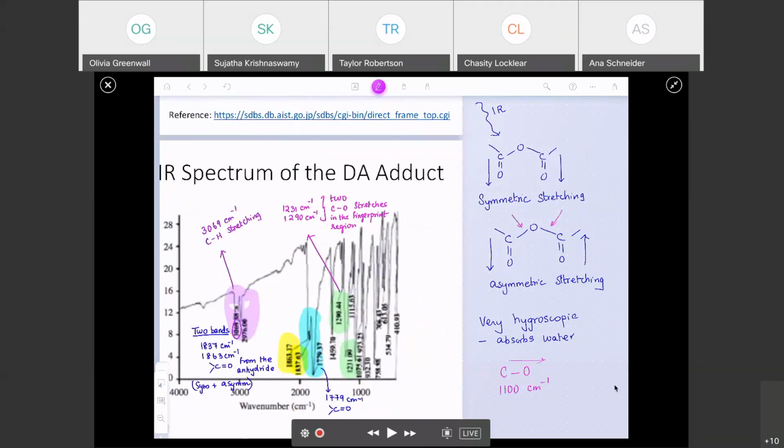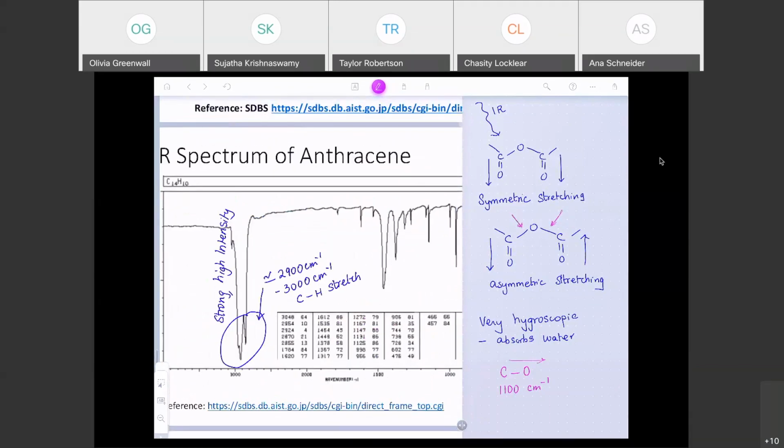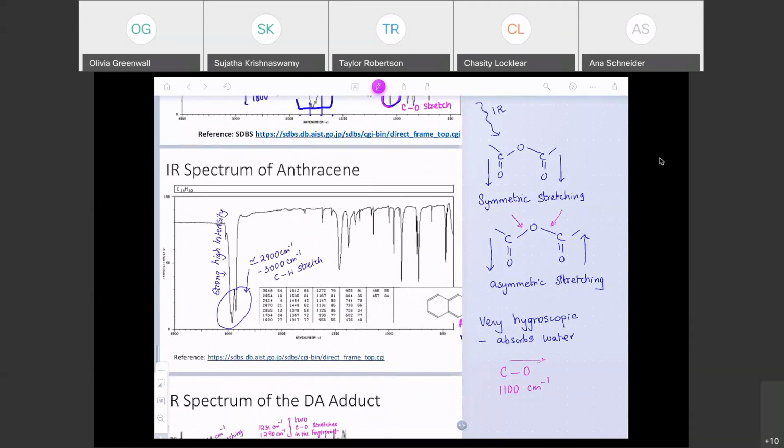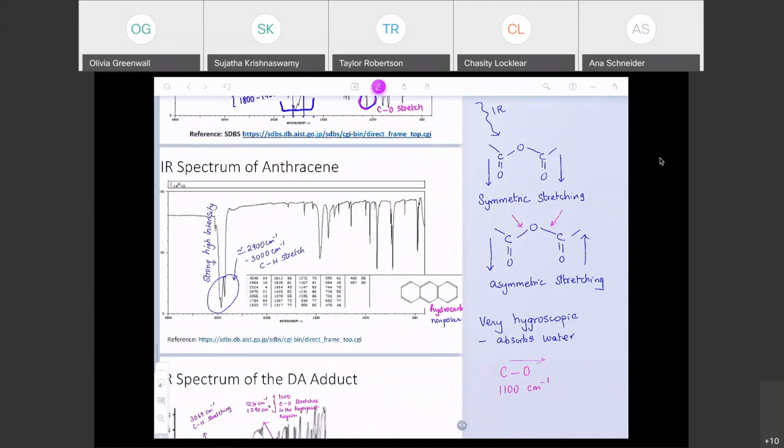Can you go to the second spectrum real quick, the one just above that one? Anthracene? Yes, thank you. Do you want me to explain or just show it? Just show it. Yeah, that's fine. Thank you. Okay, no problem.